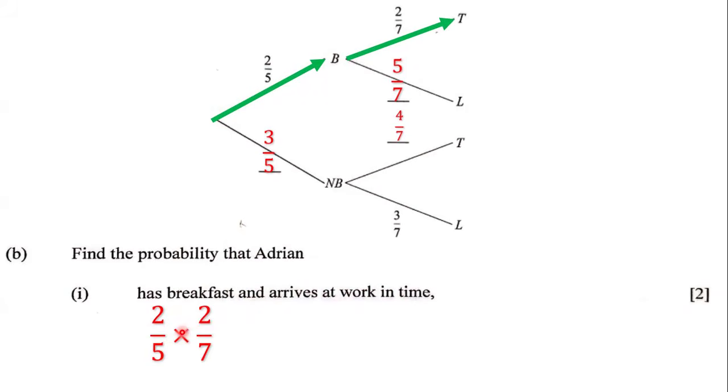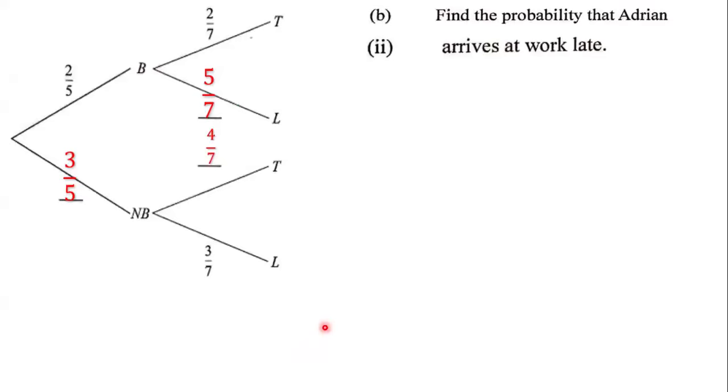So we have 2 over 5 multiplied by 2 over 7. And so we have 2 times 2, which is 4, and 5 times 7, which is 35. So the probability that he has breakfast and arrives at work in time is 4 over 35.